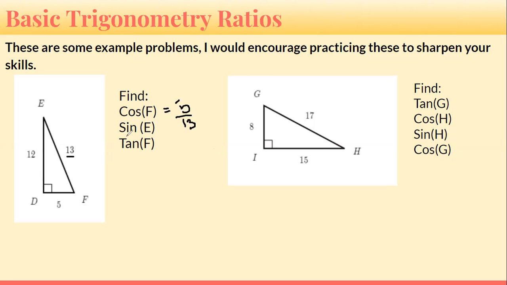Okay, let's see sine of E. Sine is opposite over the hypotenuse. That is the same thing, isn't it? 5 over 13.